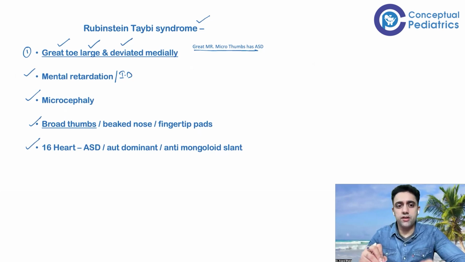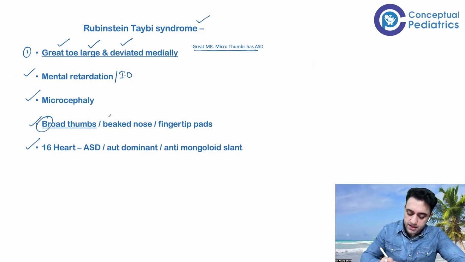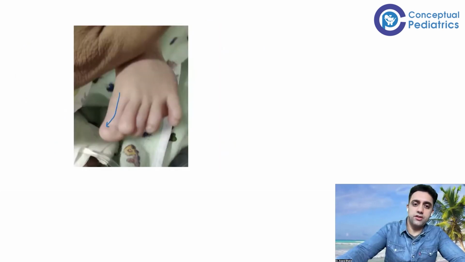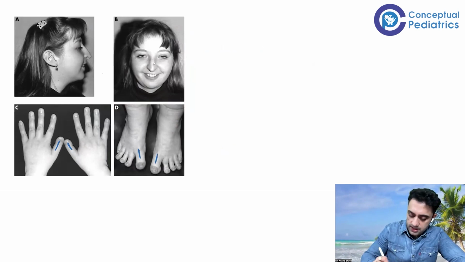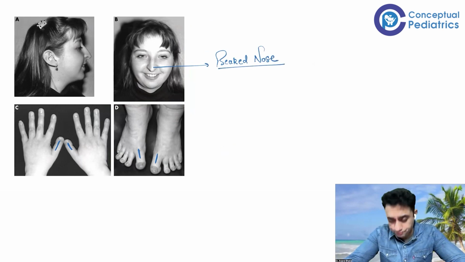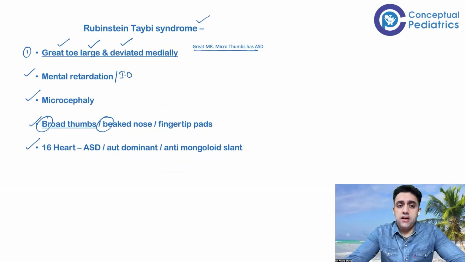Now, very importantly, B for broad thumbs, B for beaked nose. This also they ask in exam. This syndrome is specifically associated with beaked nose. If I show you the picture, this one, the nose of the patient over here is a beaked nose. Remember that, okay? So Great Mr. Micro Thumbs has ASD, thumbs for broad thumbs and B for beaked nose.